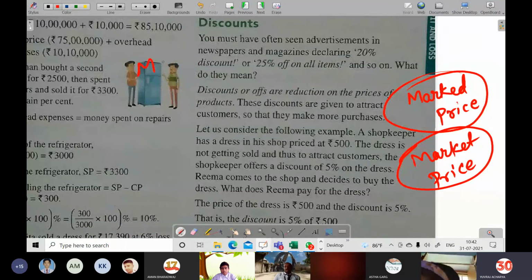Now just see here, I'll tell you. This is MP, rupees, let it be 500. Okay. Discount is 10%.